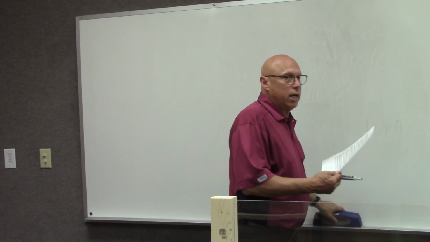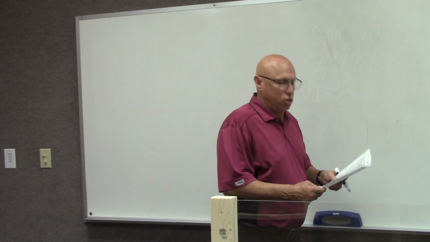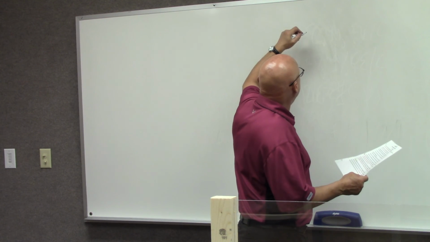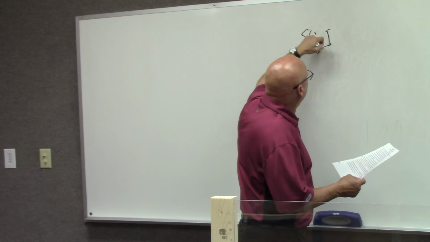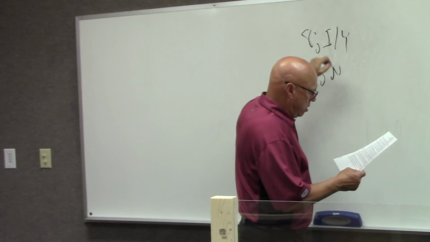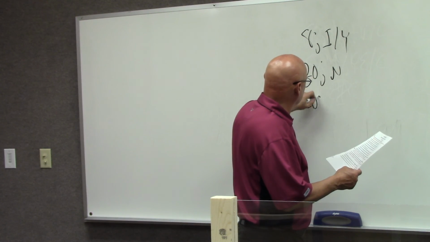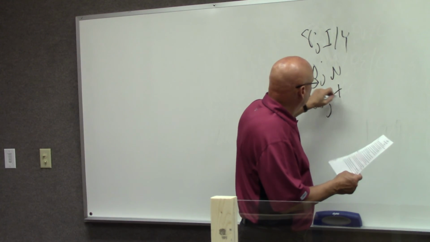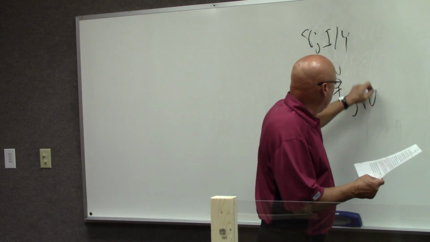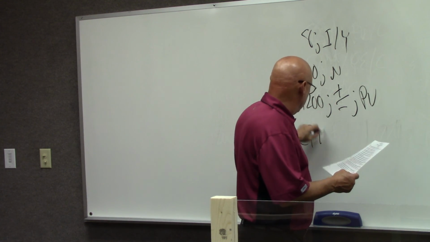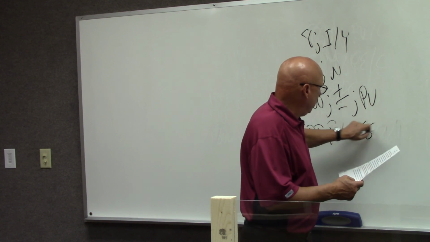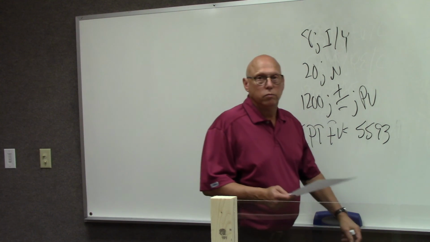Let's do one more. Second future value, second CEC, and CEC again, and we'll put 8 as our IY, 20 as our N, and 1,200, plus minus key, as our present value. Compute future value and you get 5593.